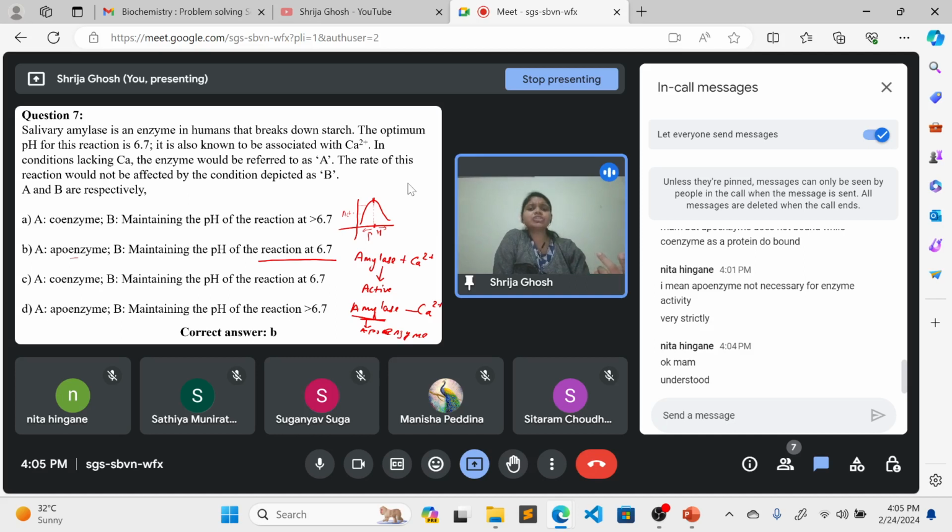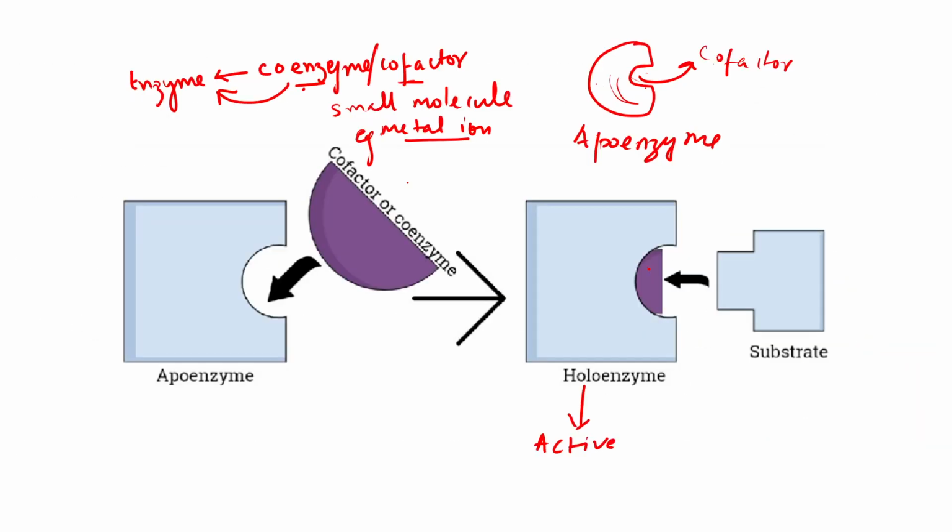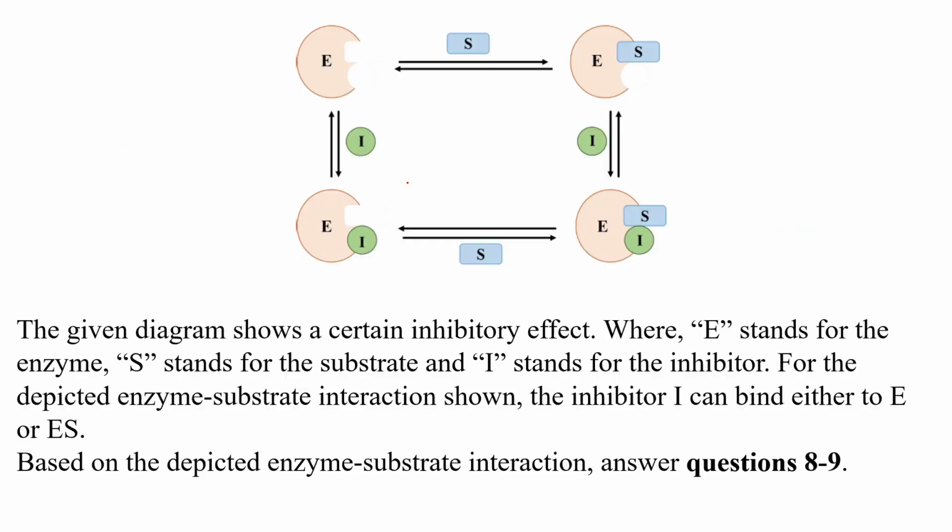So it could be calcium, magnesium, iron containing. There are so many iron containing proteins. Then you could have copper containing proteins. These are called the cofactors, and when they bind to the enzyme, they make the enzyme completely active. So this is clear. Okay, moving to the next question.